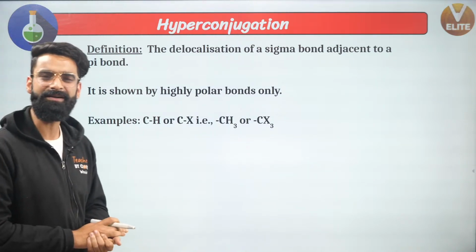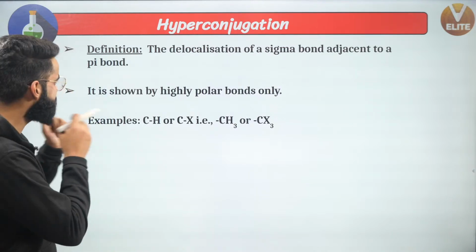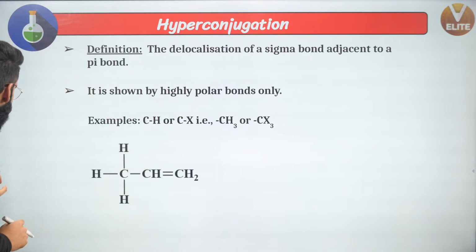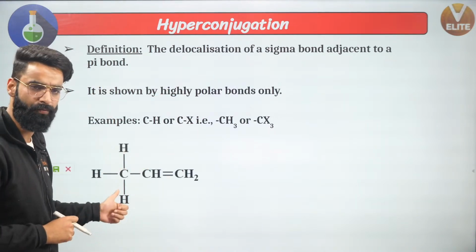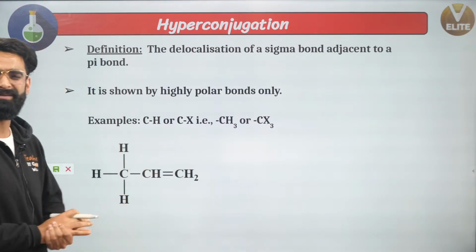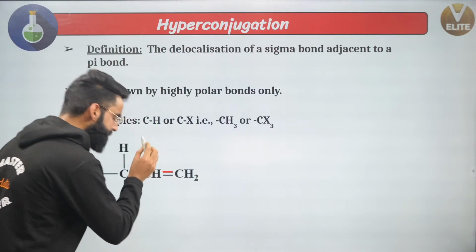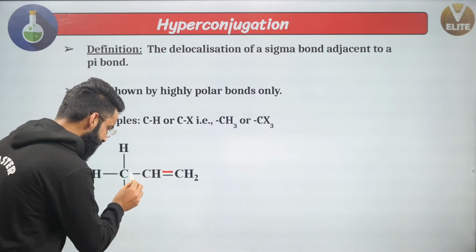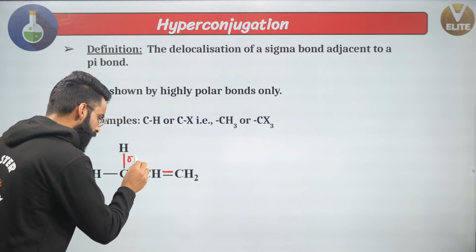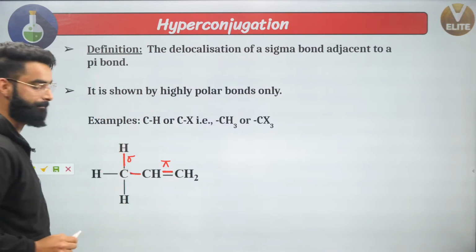As per the definition, it is the delocalization of a sigma bond which is adjacent to a pi bond. Let's understand this definition by simply taking a molecule right here. I have taken an alkene, which you can see: CH3, then CH, a double bond, then CH2. It is one simple alkene. This is a pi bond right here, and this is a sigma bond, and this is one more sigma bond. This sigma bond I'm talking about, and this pi bond, this pi and this sigma.